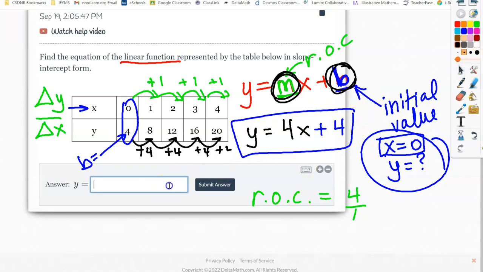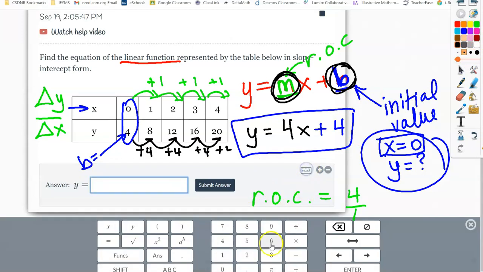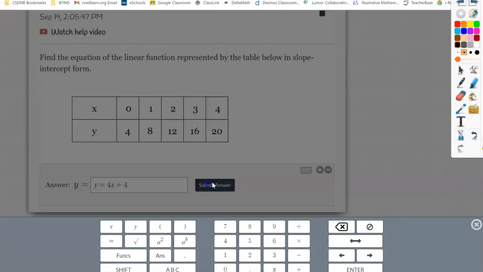And we're going to use our keypad to type that in, or you can use the Delta Math keypad here. Y equals 4x plus 4. Okay, clear my writing. Submit my answer.